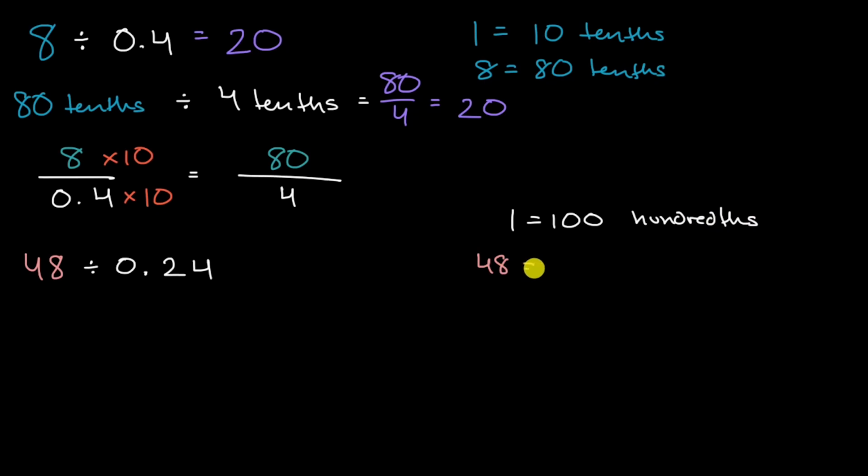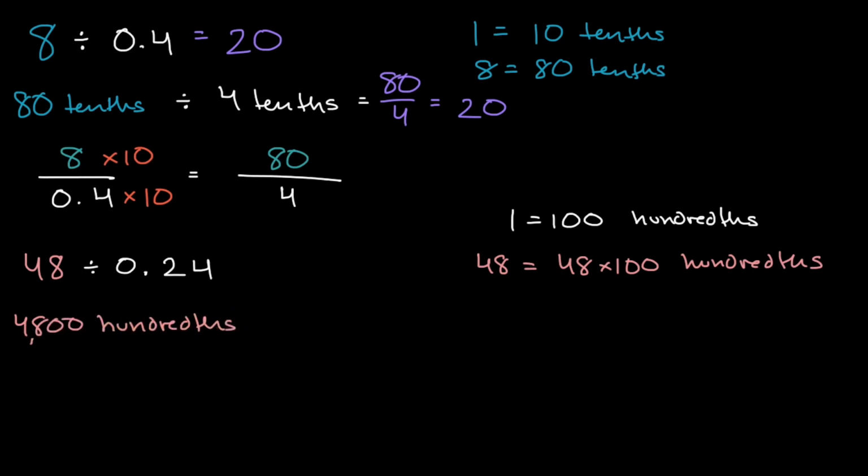48 is going to be equal to 48 times 100 hundredths. And maybe I'll just write it like that. Or you might be able to say, hey, that's 4,800 hundredths. So let's just, actually I'll write it that way. This is going to be 4,800 hundredths divided by, this is 24 hundredths. And so what's that going to be?